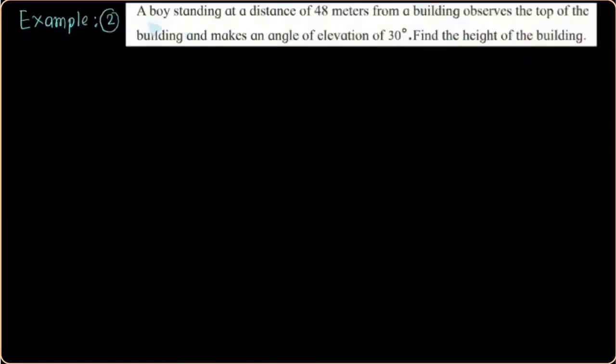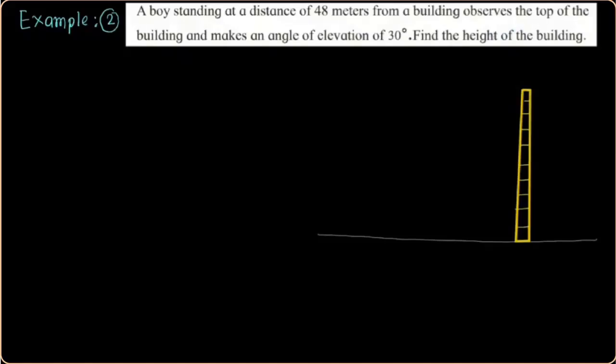So friends, we have a question here. A boy standing at a distance of 48 meters from a building observes the top of the building and makes an angle of elevation of 30 degrees. Find the height of the building. This is again a similar question. So a boy standing at a distance of 48 meters from the building.